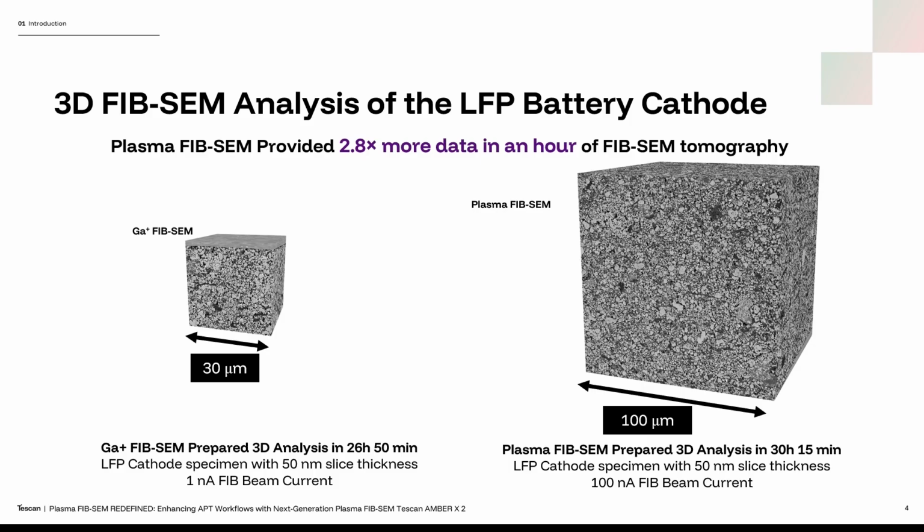In contrast, a plasma FIB-SEM can cover a much larger volume, approximately 100 by 100 by 90 microns, in about a similar time. That's nearly 2.8 times more volume, enabling more comprehensive datasets in the same overall time frame.